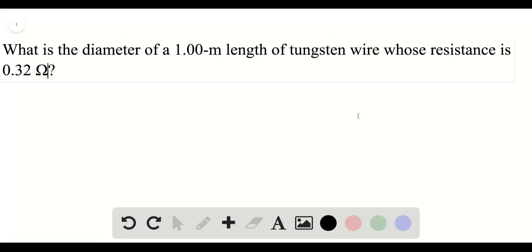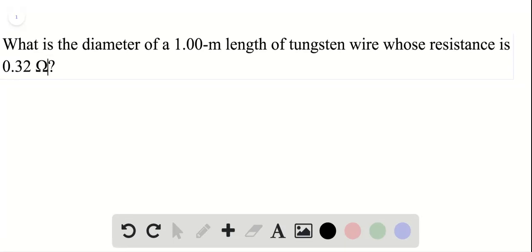What is the diameter of a 1 meter length of tungsten wire whose resistance is 0.32 ohms? Right, we're going to start from two formulas here.